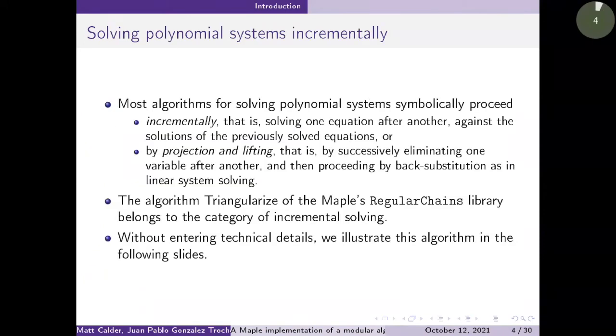The introduction. Most algorithms for solving polynomial systems symbolically proceed incrementally, that is, solving one equation after another, against the solution of the previously solved equation, or by projection and lifting, that is, by successively eliminating one variable after another, and then proceeding by back substitution as in linear systems solving. The algorithm Triangularize of the Maple RegularChains library belongs to the category of incremental solving. We are not going to explain this in detail, but we're going to illustrate this with an example.